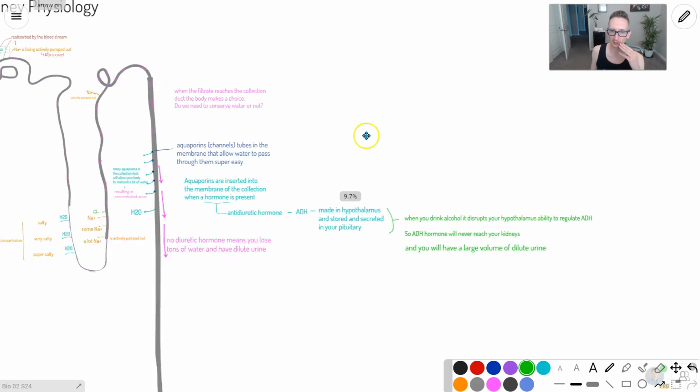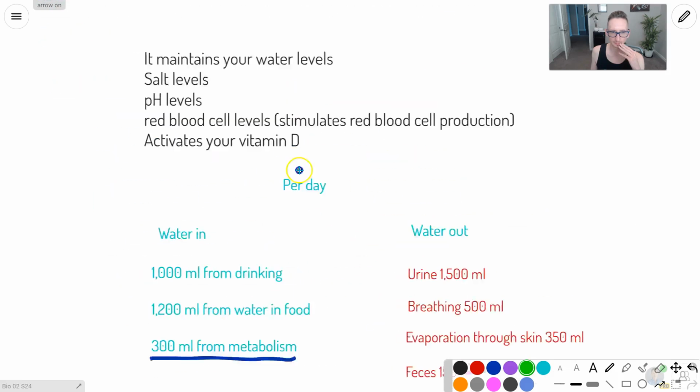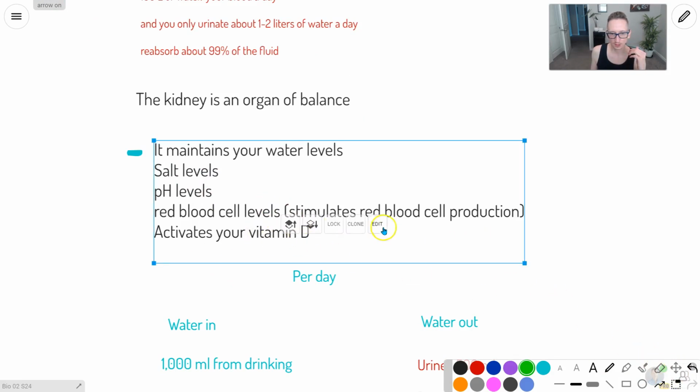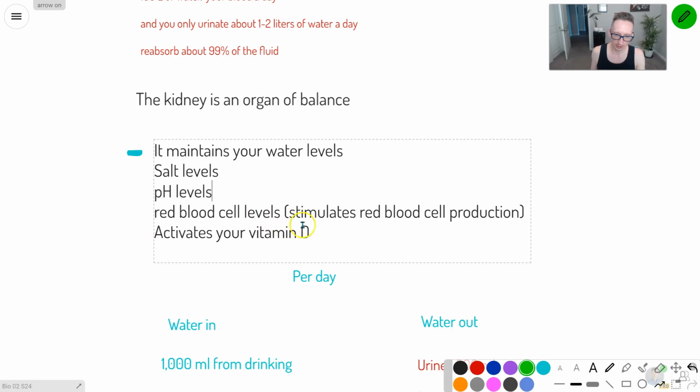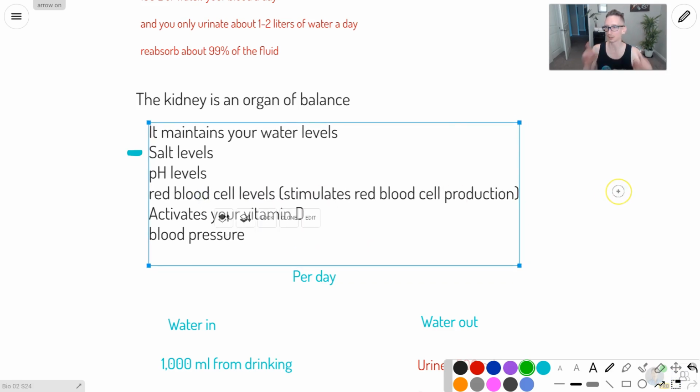Okay, so that's another little addition. Let's go back up here because I just kind of not thought about that. Yeah, this part, pH levels, it also regulates your blood pressure. We're not going to talk about that in detail either, but you can kind of see how it does that. There's a whole other angiotensin and renin hormone system that's involved too, but this antidiuretic hormone is one way that your blood pressure is regulated.